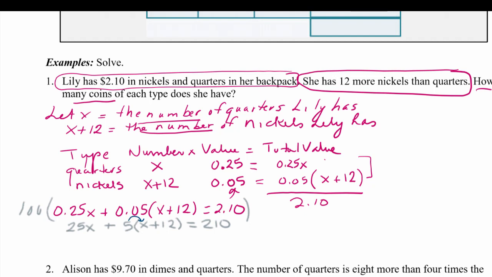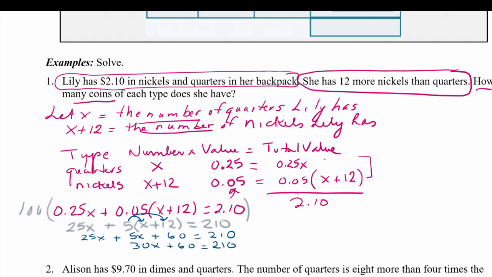Now, because a lot of you have calculators, you don't necessarily have to clear those decimals. You could have just used the calculator with your decimals, right? Just be careful. And so we're going to distribute here. So 25x plus 5x plus 60 equals 210. Adding the 30x on the left, plus 60 equals 210.